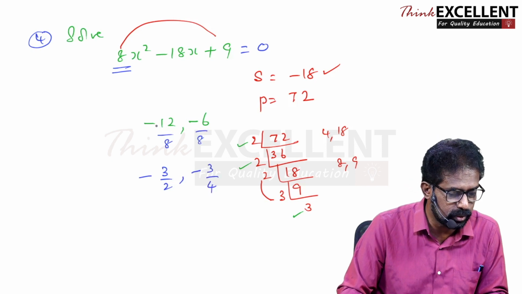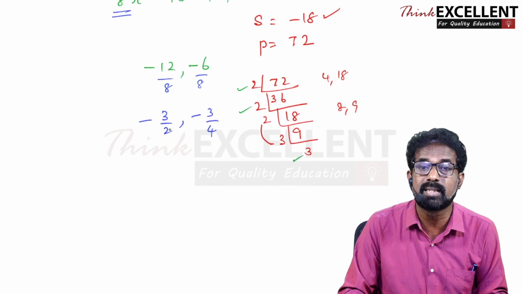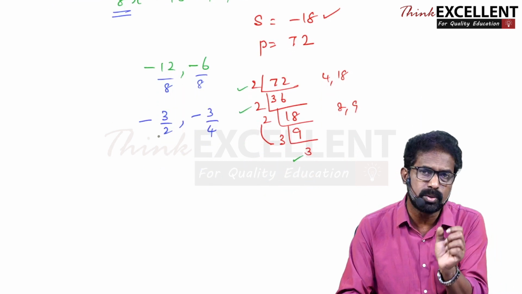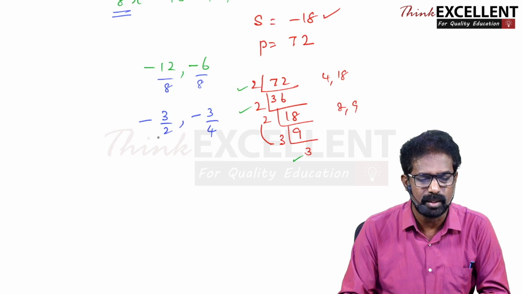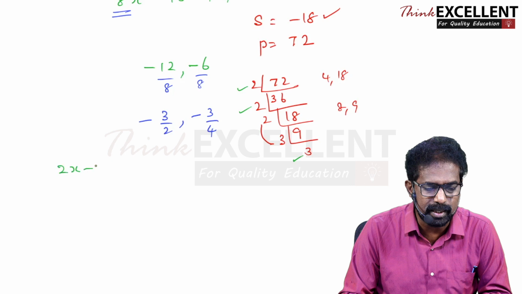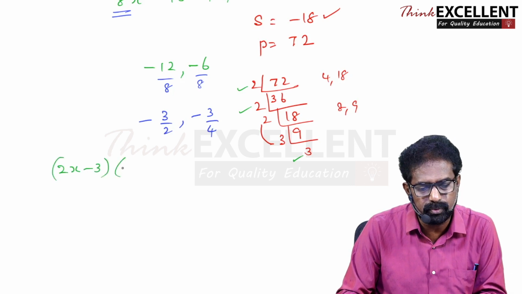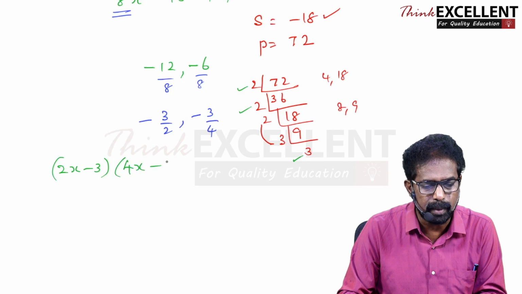Please listen how to write the final value. Factorization, please listen. Denominator, whenever minus comes, you attach to the numerator. So denominator is 2, you write 2x, numerator is minus 3. This is one factor, into. Second one is denominator 4, so you write 4x minus 3 is equal to 0.